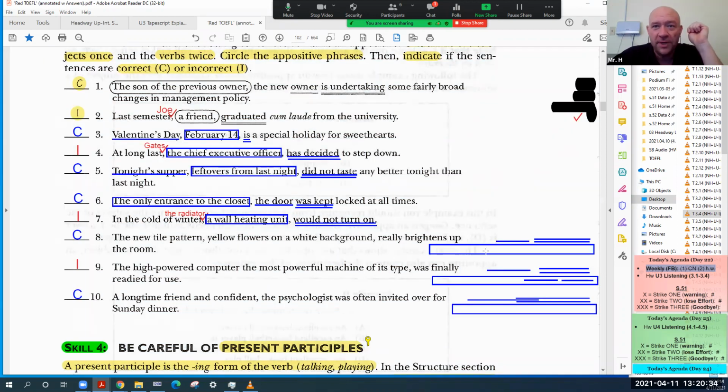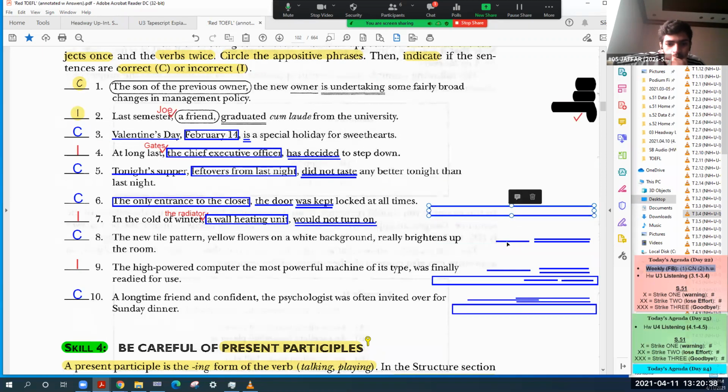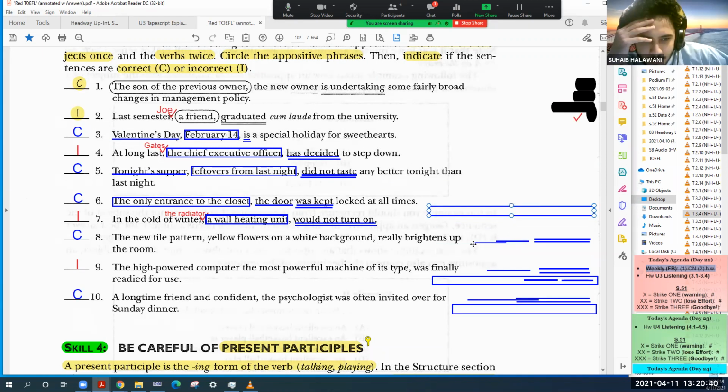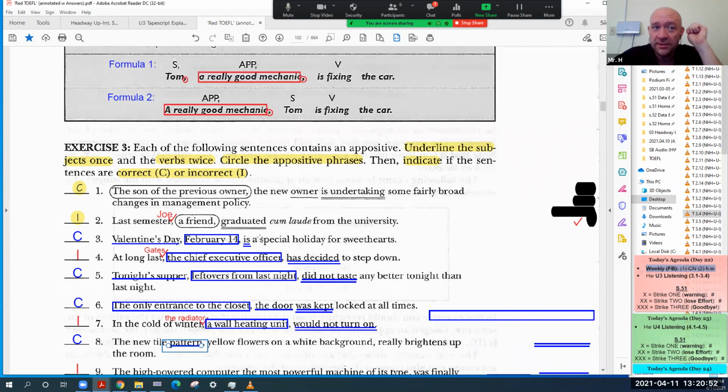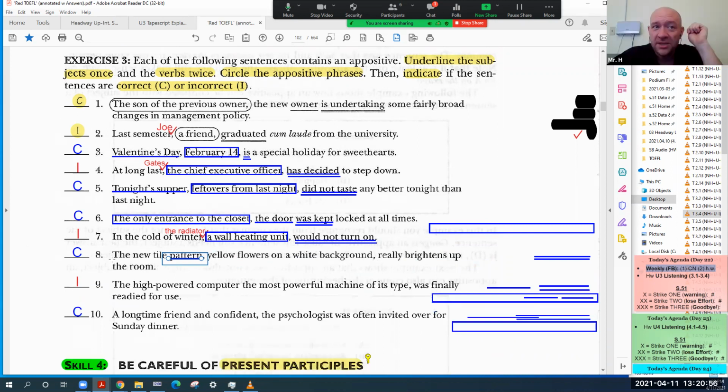Look at number 8, gentlemen. Can you find a subject? Yellow flowers. Is this the subject? No, the new tile pattern. Which formula are we using, gentlemen? The first formula. So we have the pattern is the subject.